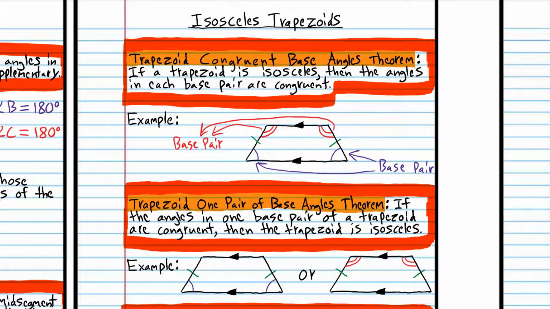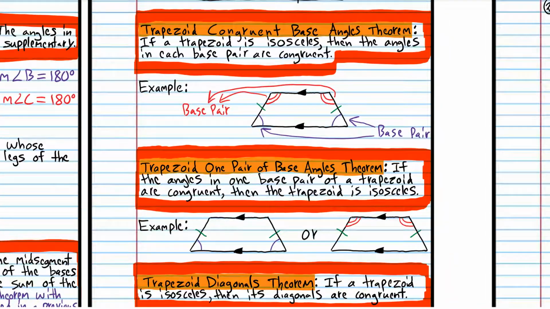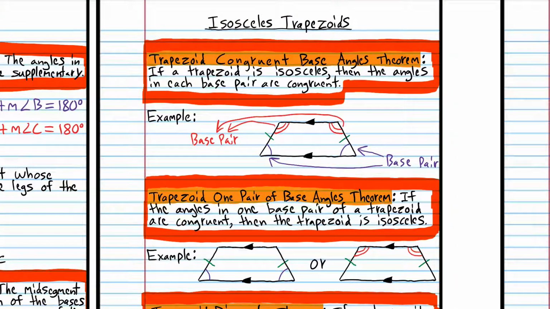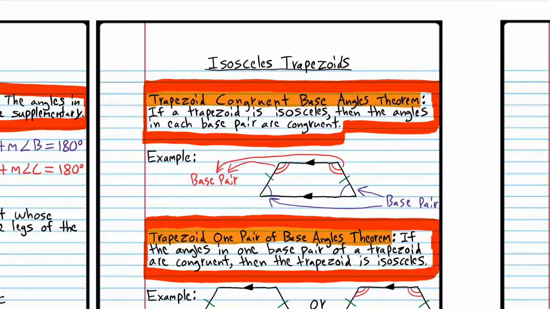Now we need to go to some of those other theorems. So we have the trapezoid congruent base angles theorem, this top one up here. If a trapezoid is isosceles, and these are isosceles theorems, by the way, we're going into now. If a trapezoid is isosceles, then the angles in each base pair are congruent. So this one's congruent to this one, because that's a base pair, and this one's congruent to this one. But the non-base pairs are not congruent. Remember, they're only supplementary.